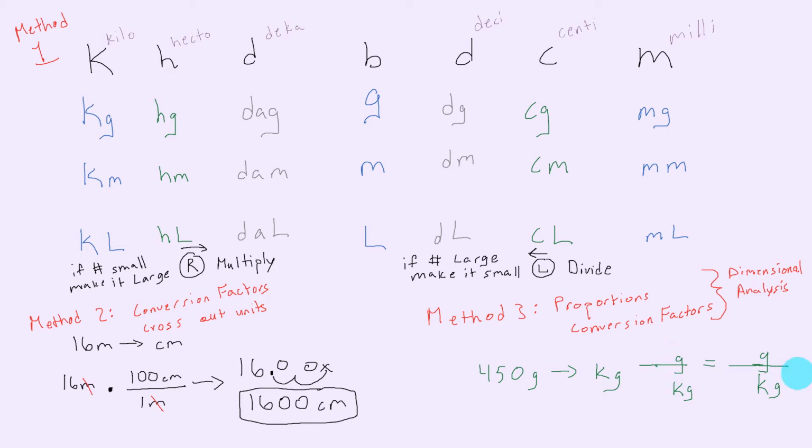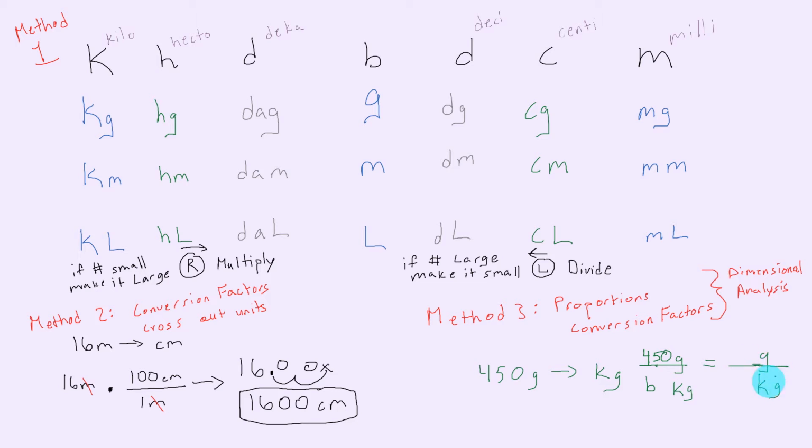Okay, so now I can fill in these ratios with the given information or information that I know. Well, I'm given 450 grams. The 450 matches with grams, so I've got to match that in my proportion here. So I'm going to plug 450 in on top. And kilograms, well, we don't know how many kilograms there are, so I'm going to use a variable, and let's just use the variable b.